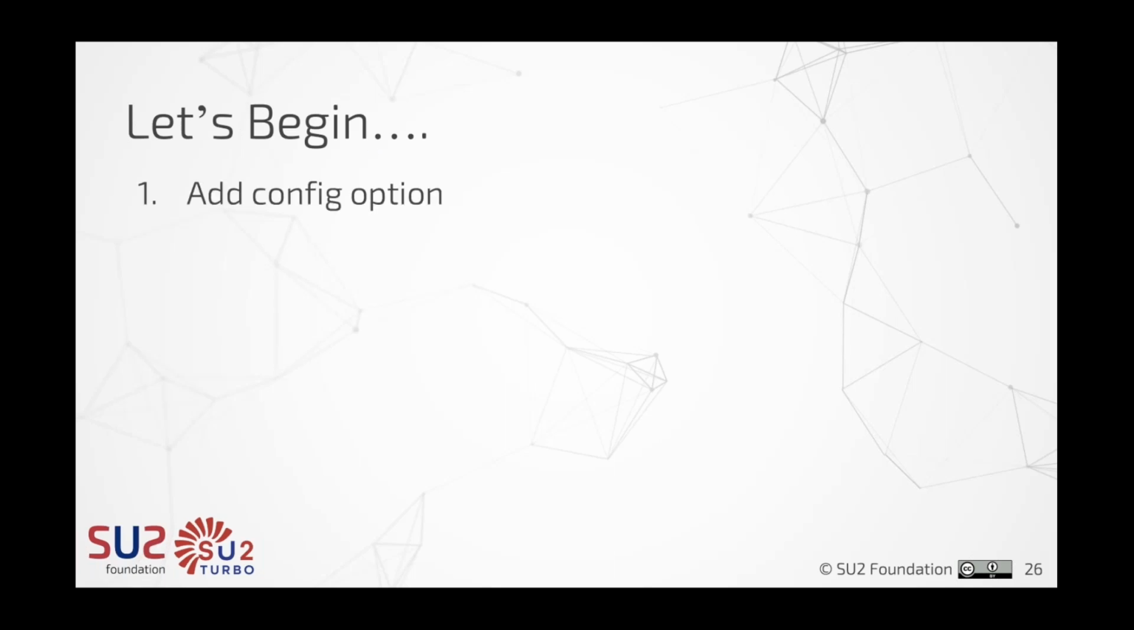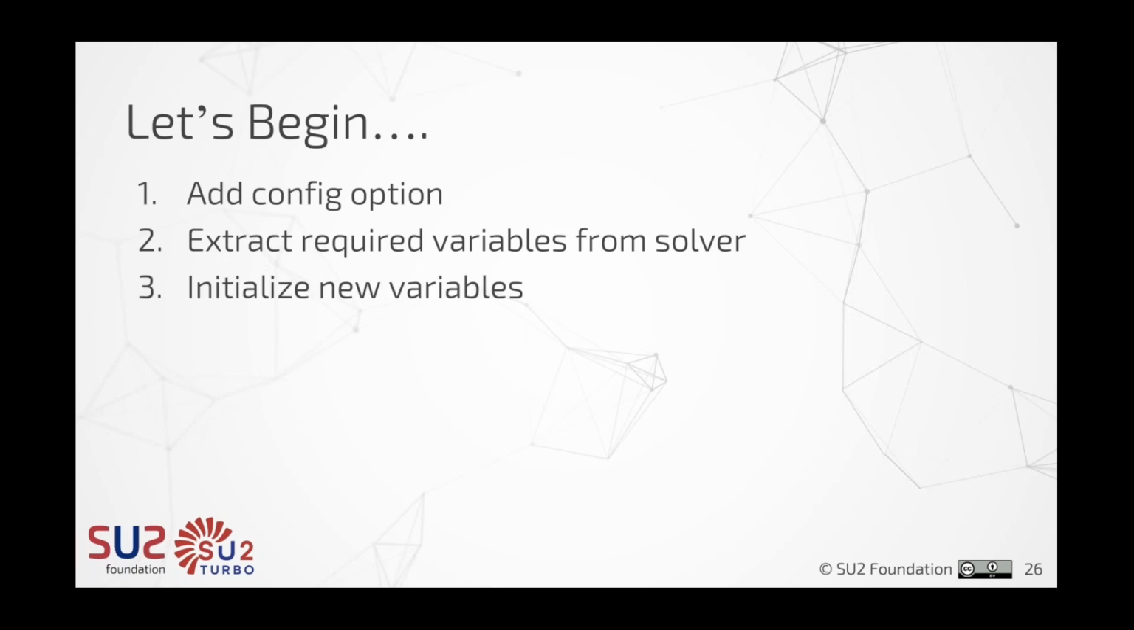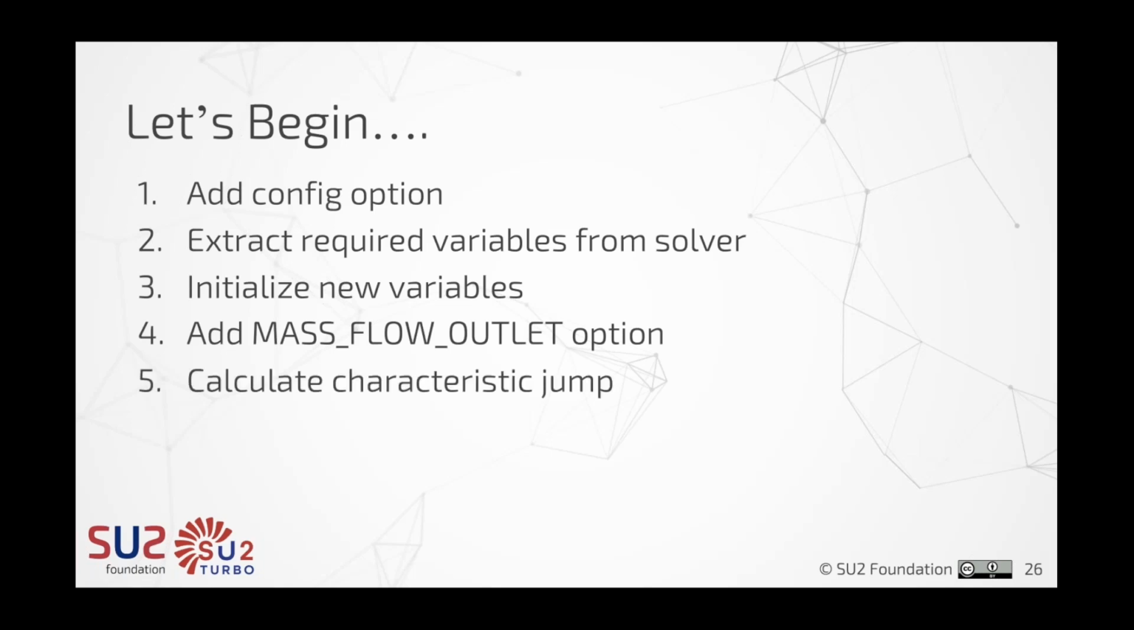So first, step 1, add a config option. Step 2, extract our required variables from the solver. Step 3, initialize our new variables. Step 4, add a mass flow outlet option to our config file. And then step 5, add a mass flow outlet option to our Giles boundary condition. And then step 6 is calculate our characteristic jump. And then hopefully we can do some simulating.